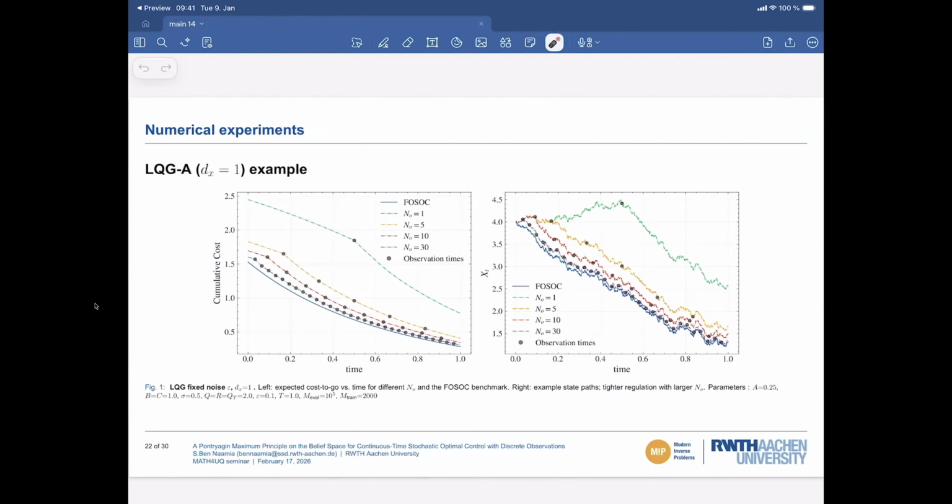And these are the examples, for example, in the case of one-dimensional, dx is basically the dimension of x. So what you can observe here on the left side is that you have a fixed noise, right? You cannot control it. You only control the dynamics. And what you have is the cumulative cost.